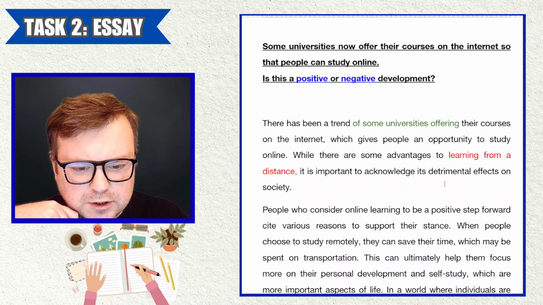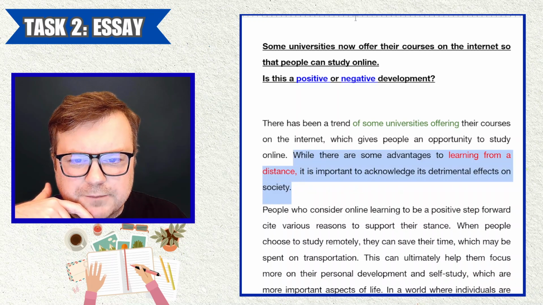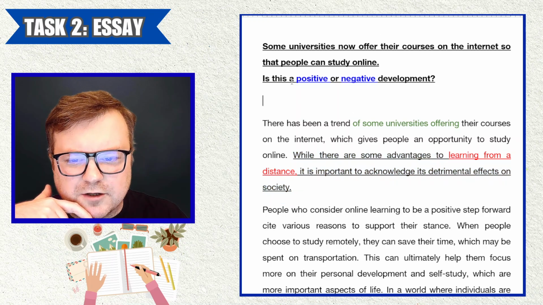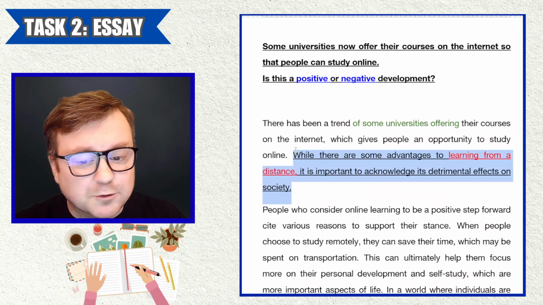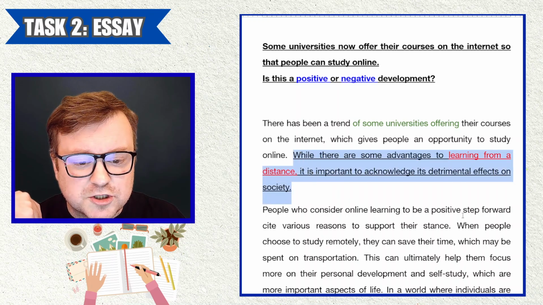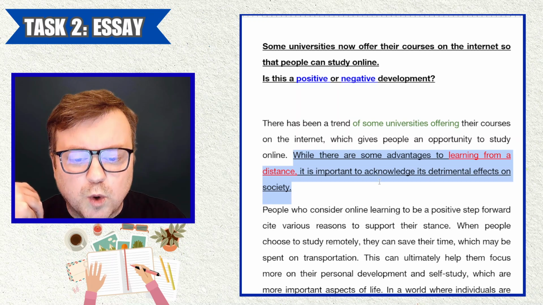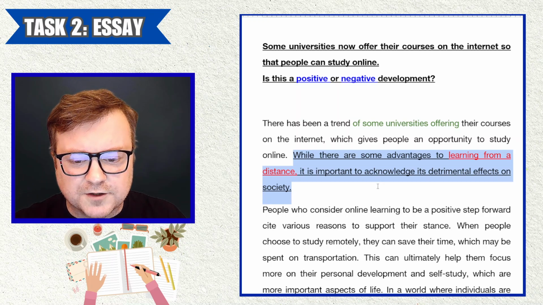It is important to acknowledge its detrimental effects on society. Okay, but big problem. We haven't answered this question. Is it a positive or a negative development? I don't know. You say that there are advantages and disadvantages. Of course, there are advantages and disadvantages.